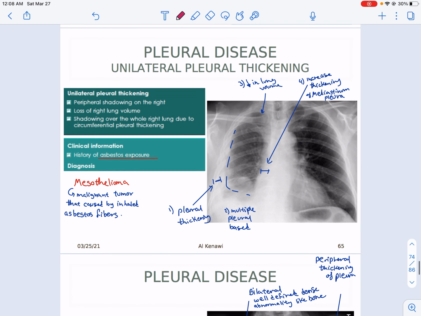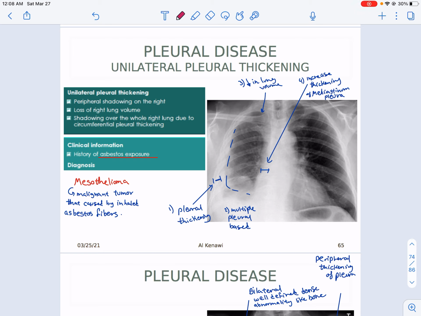Here, unilateral thickening. We have something called pleural effusion, and we also have thickening. Here we have thickening of the pleura, if you can see, and we have multiple pleural plaques, as you can see here; all of these are called multiple pleural plaques. We also have a decrease in lung volume, as we can see here, and an increase in thickening of the mediastinal pleura. All of this, together with the history, is a key.